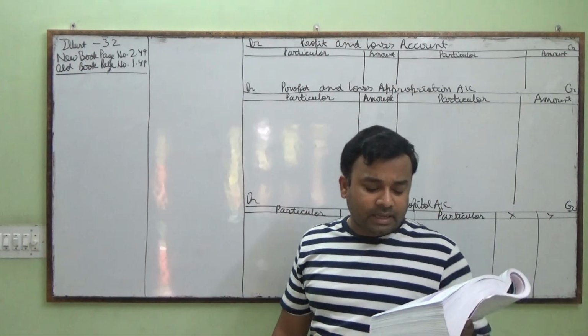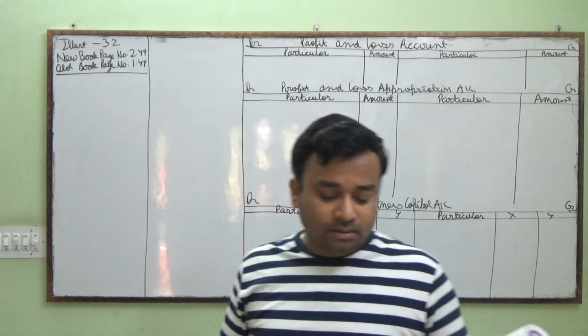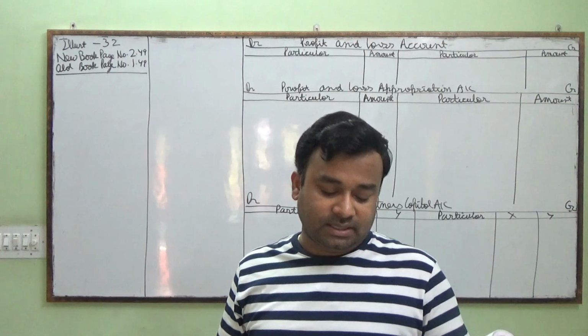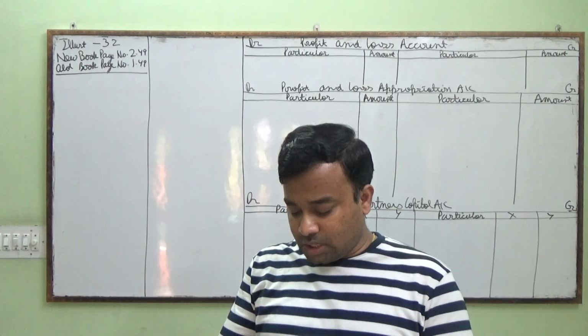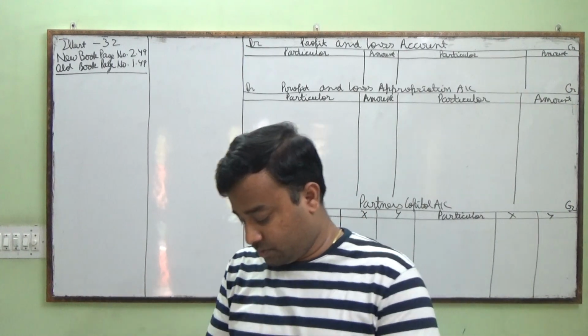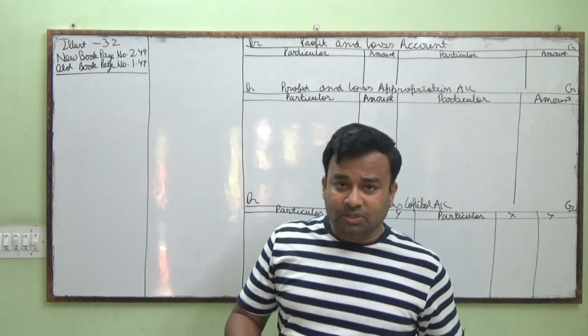The profit for the year ended 31st March 2018 before the above mentioned adjustments is 20,960. Show the distribution of profit and prepare the partners' capital accounts. We will do it from the starting.